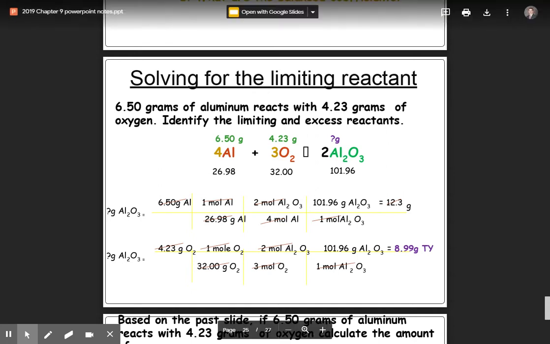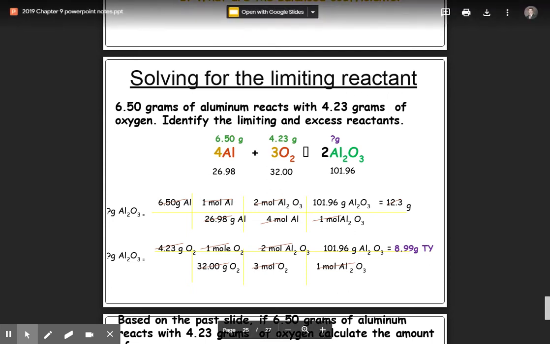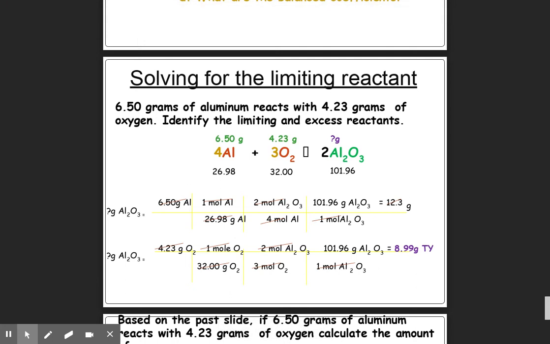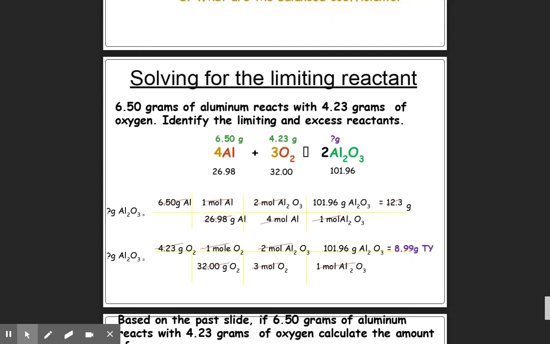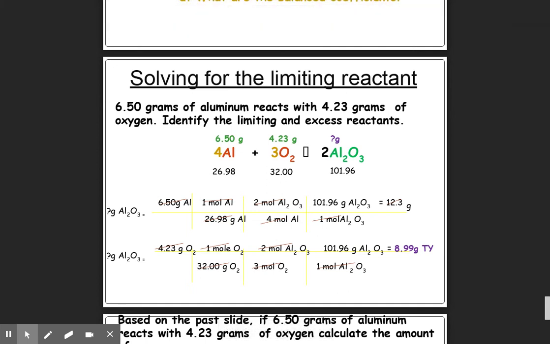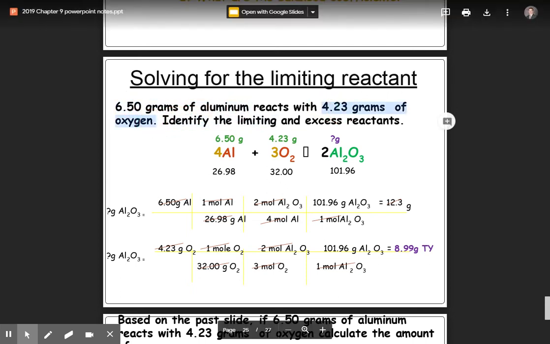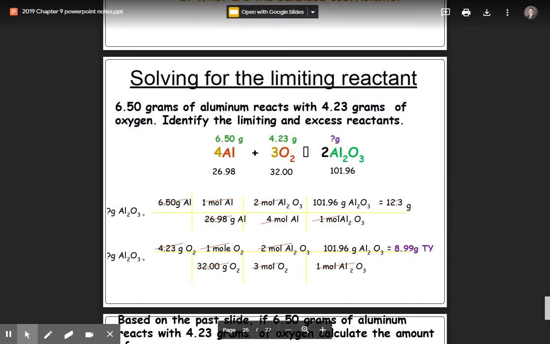So at this point, you want to go ahead and put an X over 12.3 grams. You do not ever want to use the number of grams of product that are produced from the excess reactant. So go ahead and cross that out, that way you don't accidentally grab that number later. So now I have 3 pieces of information. I know that oxygen is my limiting reactant, aluminum is my excess reactant, and my theoretical yield is 8.99 grams. So based on this amount of aluminum and this amount of oxygen, if everything goes perfect, I can produce 8.99 grams of product before I run out of oxygen.